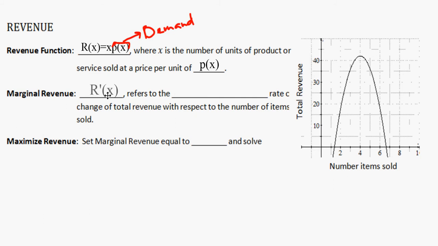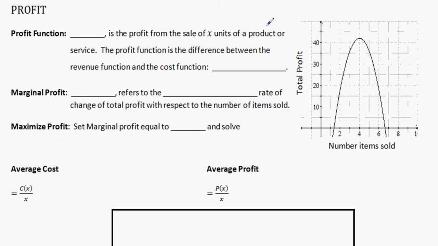Marginal revenue is R prime of x. It refers to the instantaneous rate of change of total revenue with respect to the number of items sold. And for revenue, we always want to maximize revenue. So again, we're going to do the same thing. Maximum revenue will always be at the turning point, at the maximum point. So we're going to set our marginal revenue equal to 0 and solve.